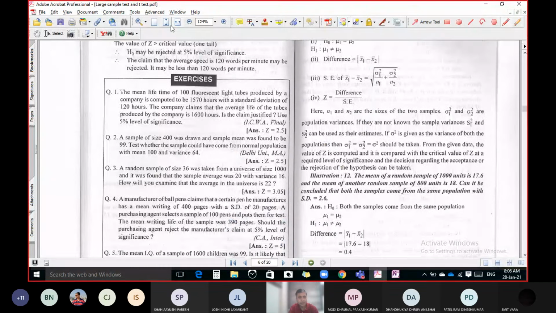Question number 1. The mean lifetime of 100 fluorescent light tubes produced by a company is computed to be 1570 hours with a standard deviation of 120 hours. Now, the company claims that the average life of a tube produced by the company is 1600 hours. Is the claim justified? Use 5% level of significance.